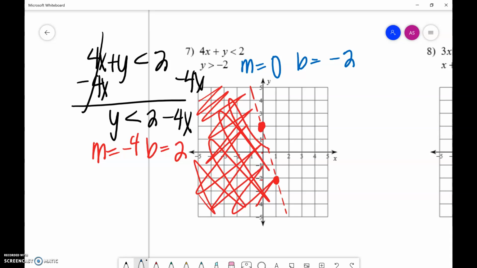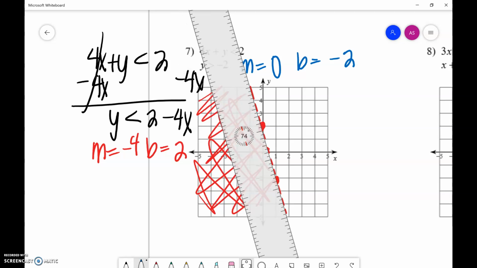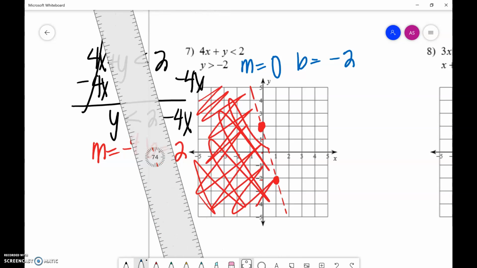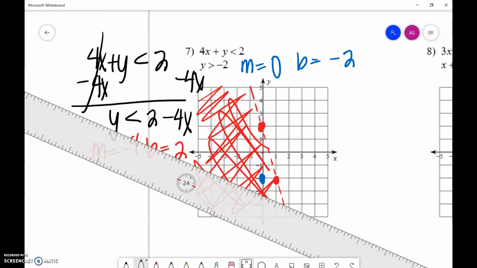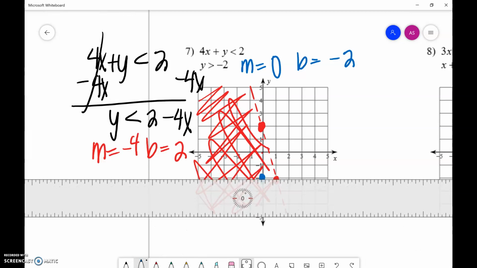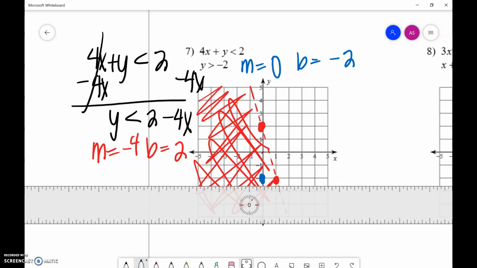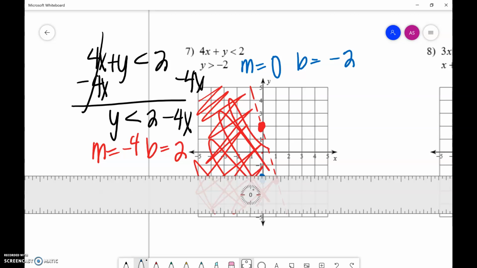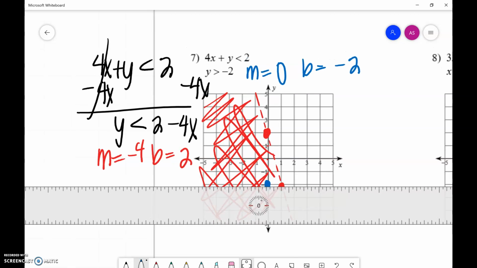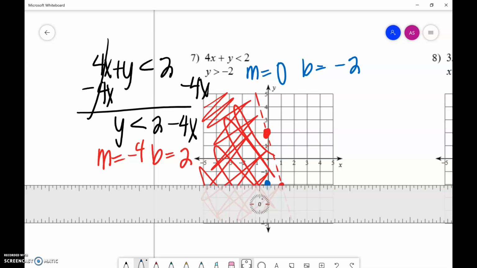So I don't have an equal to there, so I'm gonna have a dotted line, and I still want to start at -2 because that's my y-intercept. So I have a horizontal line that's going straight through -2, and that horizontal line is going to be dotted.